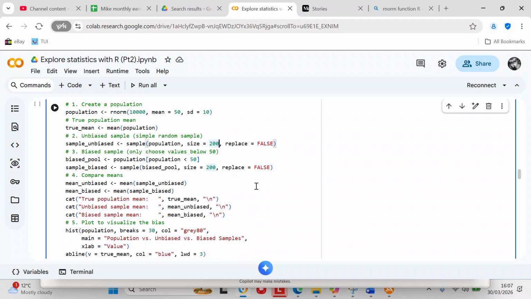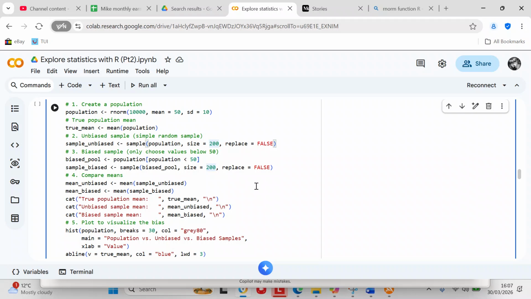And then we're going to have a biased sample, and we're only going to choose the values below 50. So bias pool becomes population, square brackets, population less than 50. So you're only going to take the samples less than 50. And that's going to be a little bit difficult anyway, because on the unbiased sample, the size of the sample is 200, and on the biased sample, it's going to be less than 50, so it's only going to be 50 and not 200.